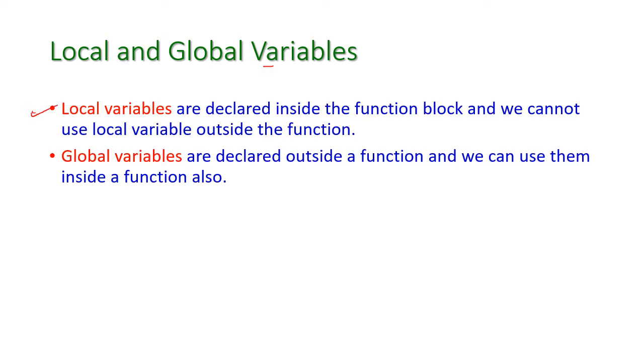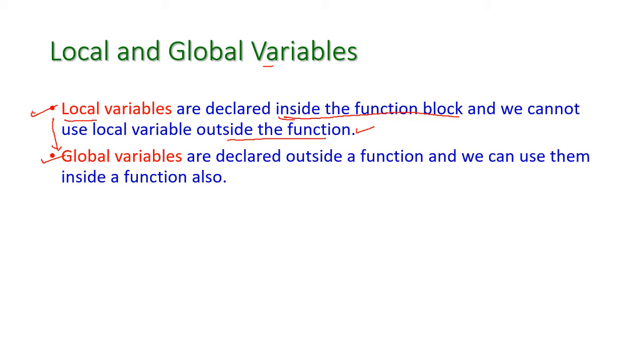What is local variable? Local variables are declared inside the function block. Inside the function block statement we can create any variable that is called as local to that function, that is local variable. We cannot use that local variable outside the function. And second one is global variable. The opposite to local variable is global variable.